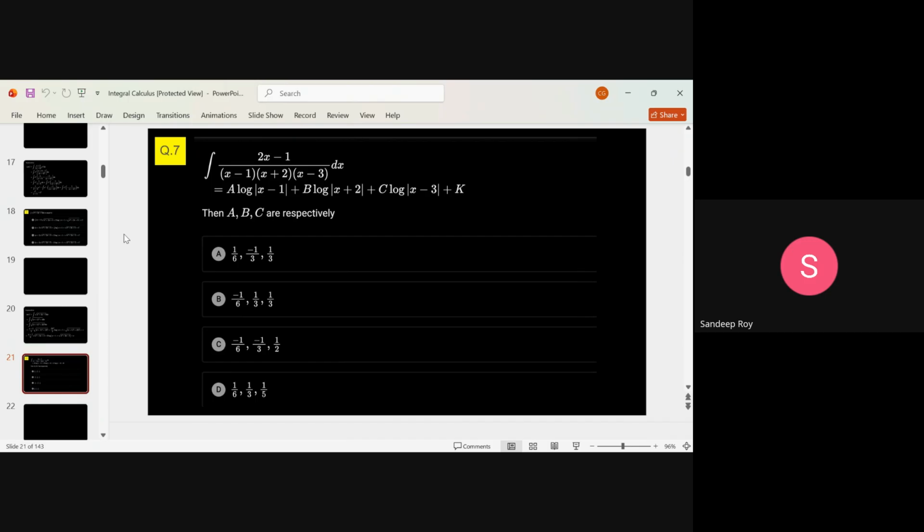Similarly, this is also a direct question, right? Already they have given everything. You have to apply what? By parts. So they are asking the A, B, and C values. That is also easy, I guess you can do. So what is the value? Can anyone tell me quickly? A, B, and C.